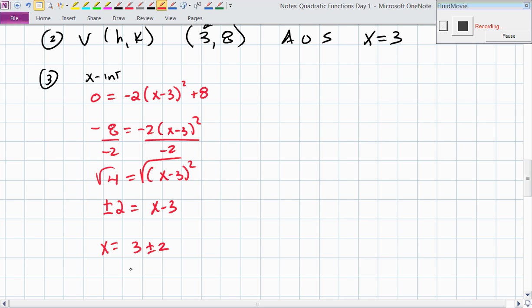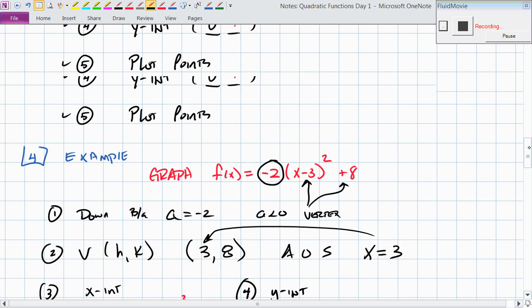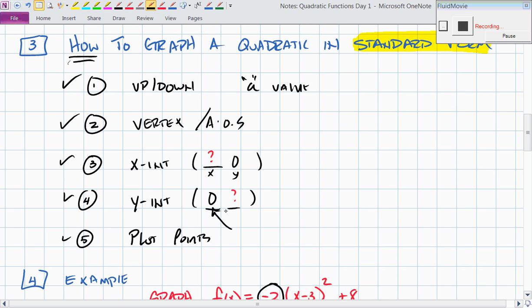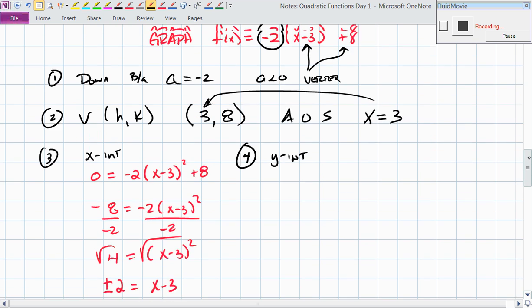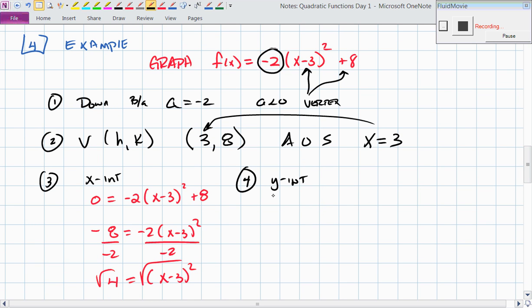X got to be 3 plus 2, which would be 5, or 3 minus 2, which would be 1. So I have 2 x-intercepts there. All right. Step number 4, I want the y-intercept. Now remember, to get the y-intercept, we're going to set the x equal to 0. So in my original function here, my original parabola, I'm going to set the x equal to 0.